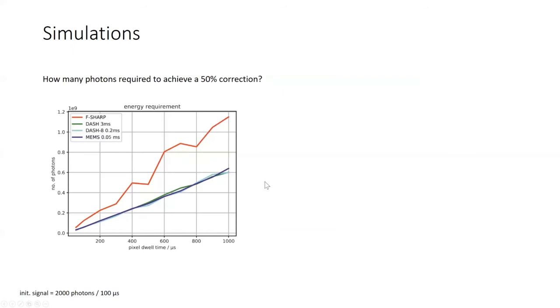An interesting question is how many photons are actually required to achieve a certain level of correction. This is interesting because we have a certain photon budget for the fluorescence available. If we just use a lot of power, fluorophores start to bleach. We also start to heat our tissue. So it's very good to use very little light. And there we see, throughout the parameters of pixel dwell times, that DASH, and all the bluish greenish curves here are basically DASH versions implemented with different modulators, which doesn't play a role in this graph, need only half as many photons compared to F-sharp.